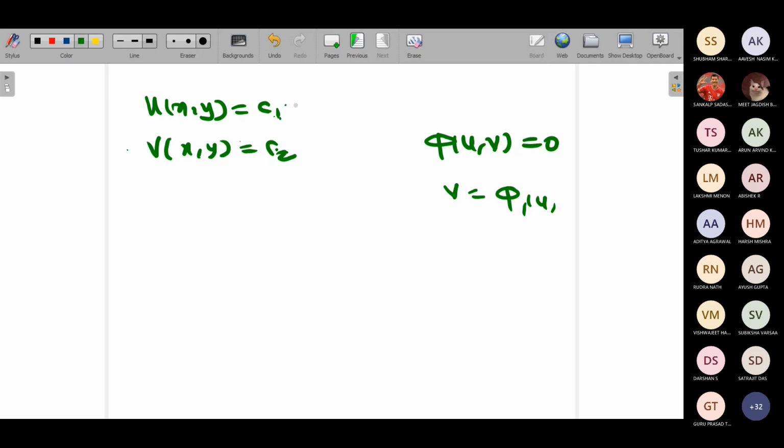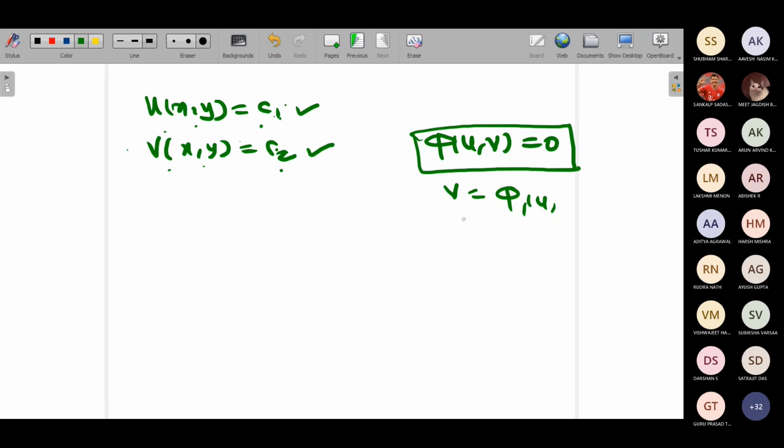So solving the subsidiary equation, we get two equations, that is u of x comma y equal to c1, v of x comma y equal to c2. Simply write pi of u comma v equal to 0. This is one form of expressing the solution.